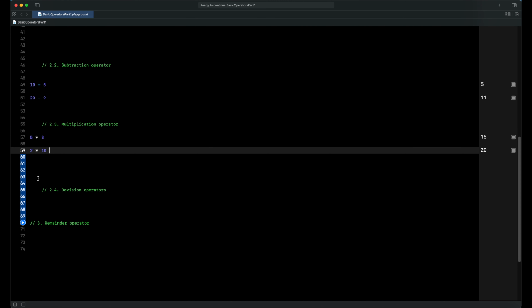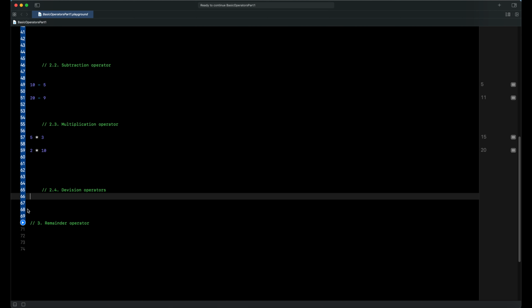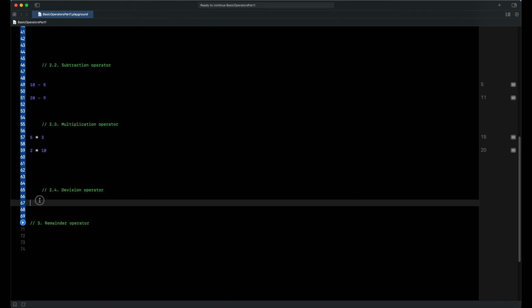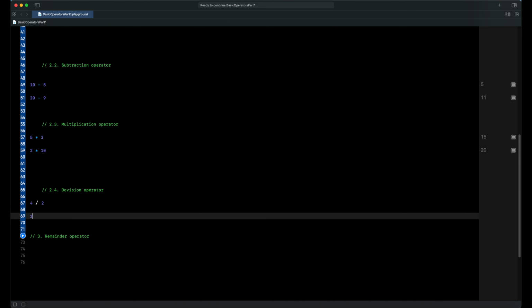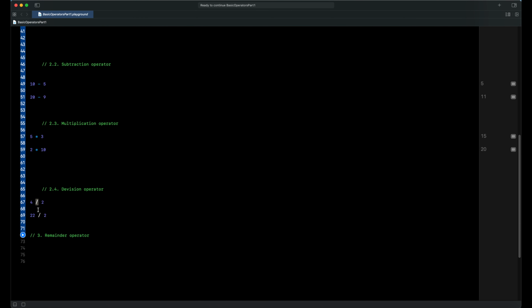And the last arithmetic operator is the division operator. For example, our forward slash is our division operator. With the division operator, we can divide one number by another. For example, 4 divided by 2 equals 2. 22 divided by 2 equals 11.